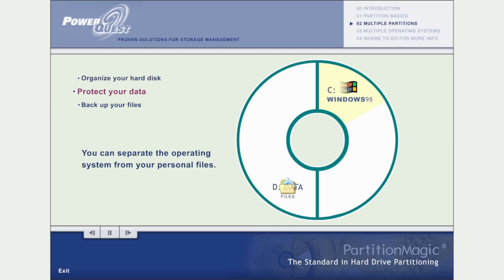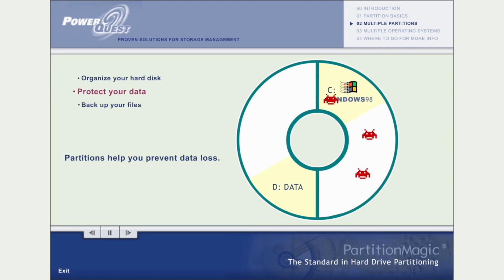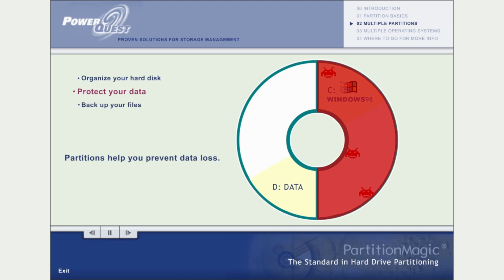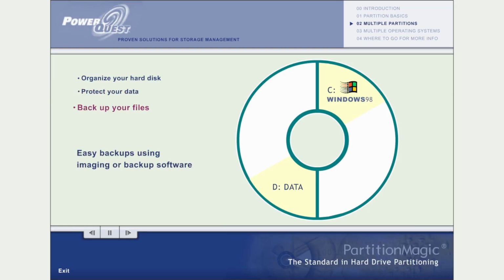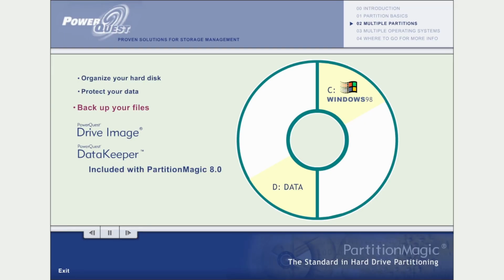If your operating system and data are in separate partitions, your data files are better protected from viruses or other unexpected events that might affect your hard disk. Having multiple partitions also makes it easier to back up your data files or your operating system with imaging programs like PowerQuest Drive Image or file backup programs like PowerQuest Data Keeper, which is included with PartitionMagic. If you have a good backup, you can get your data or operating system back if you delete files by accident or if your hard disk fails.